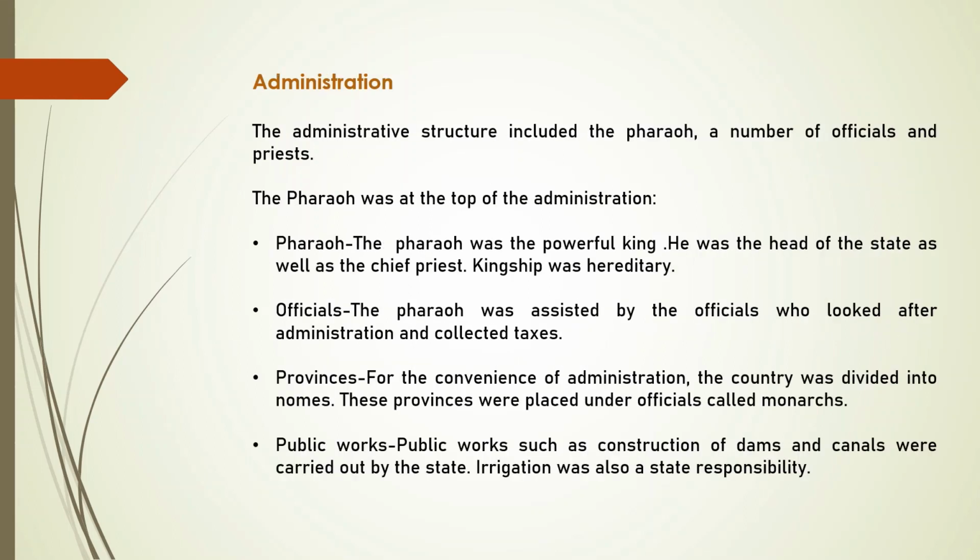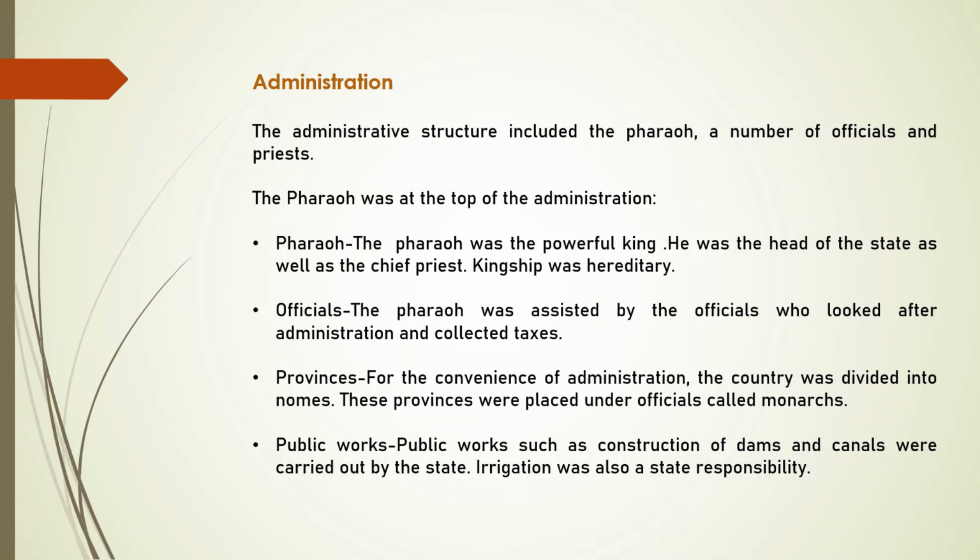Administration. The administrative structure included the pharaoh, a number of officials and priests. The pharaoh was at the top of the administration. The pharaoh was the powerful king. He was the head of the state as well as the chief priest. Kingship was hereditary.